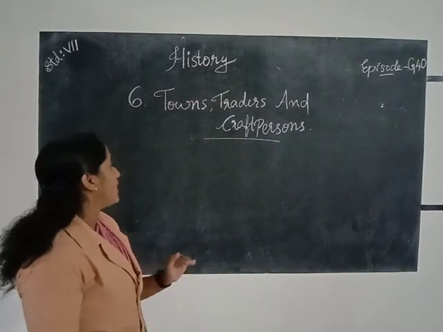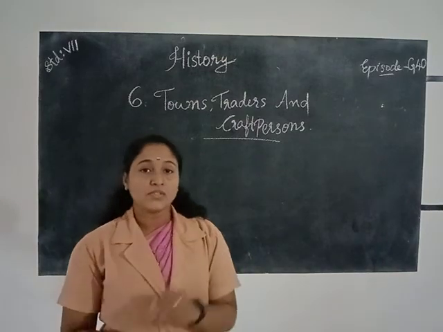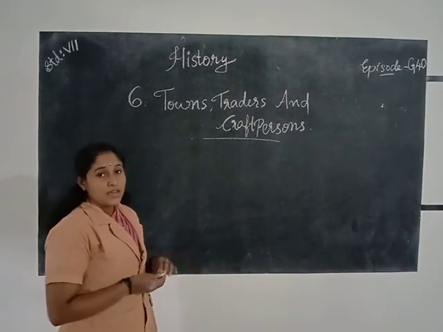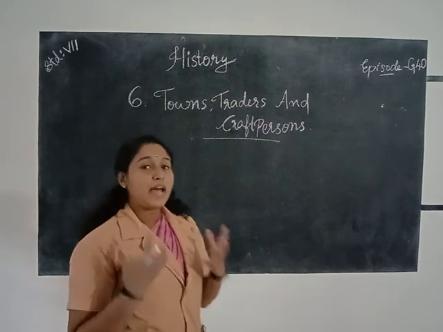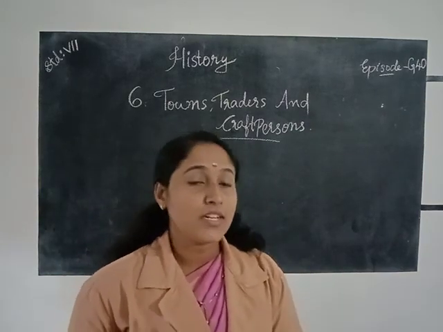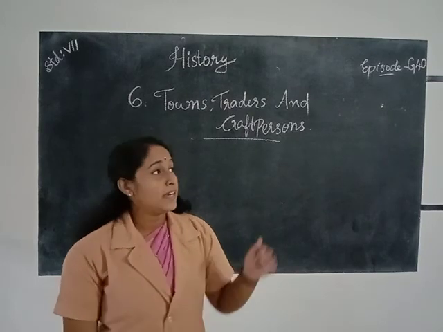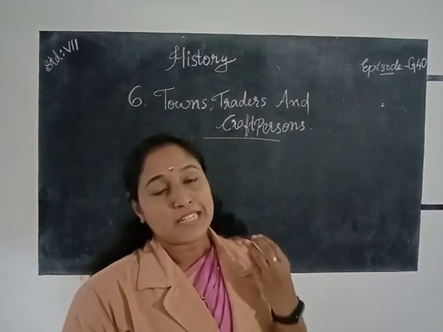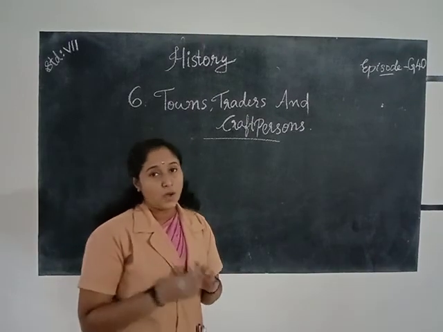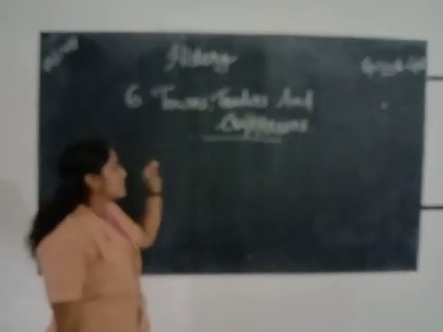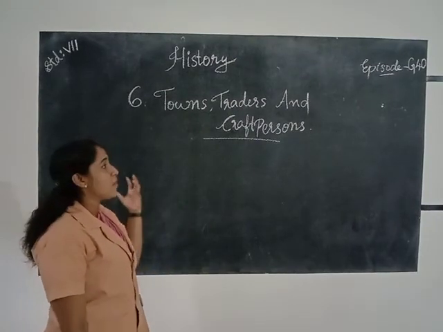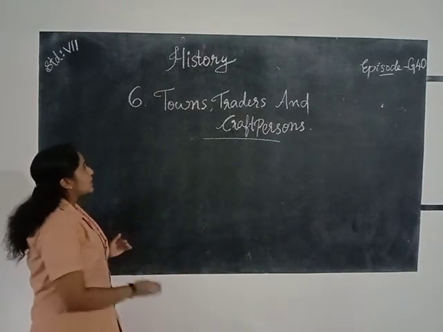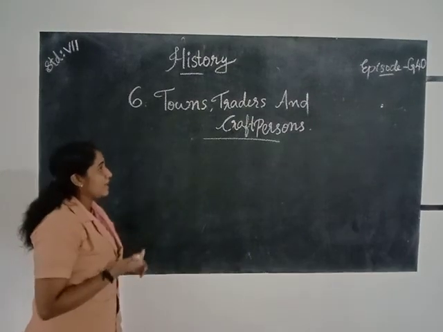Okay, so we know that in our previous chapters we discussed the Mughal Empire and the kings and kingdoms. Correct? Yes. We know how the traders and merchants worked in that period, and most of them became famous or important commercial centers. How? Most of the villages became towns, and these towns became important commercial centers after a long time. So in this chapter we are going to study towns, traders and craftspersons.